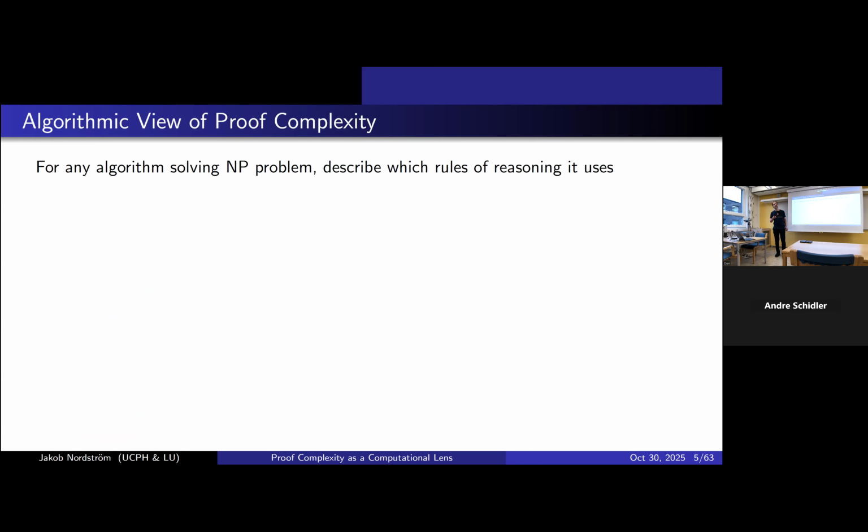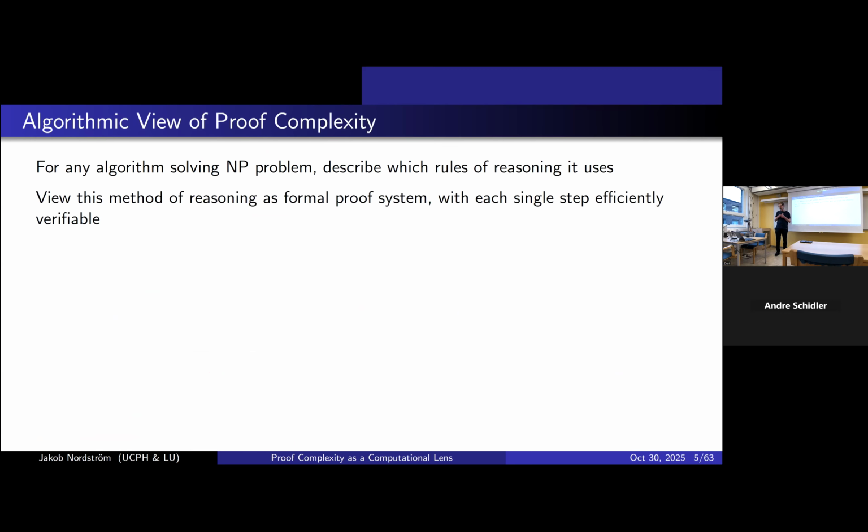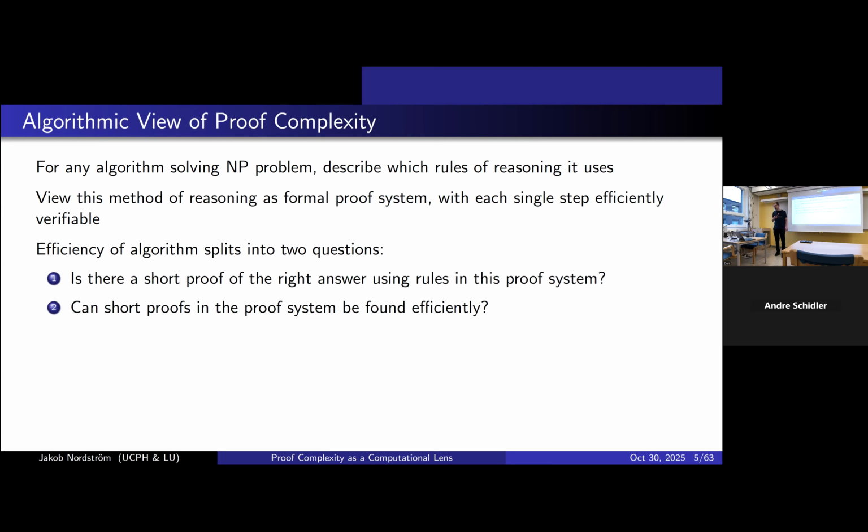So how do you connect combinatorial solving and optimization, which are the kind of problems we talked about before, to proof complexity? Well, if you have an algorithm, you can try to abstract away what kind of reasoning the algorithm performs, and then try to describe this as a formal method of reasoning or a formal proof system where every single step that the algorithm performs, you can check that this step is valid. That means that the algorithm execution can then be described as a sequence of such reasoning steps.